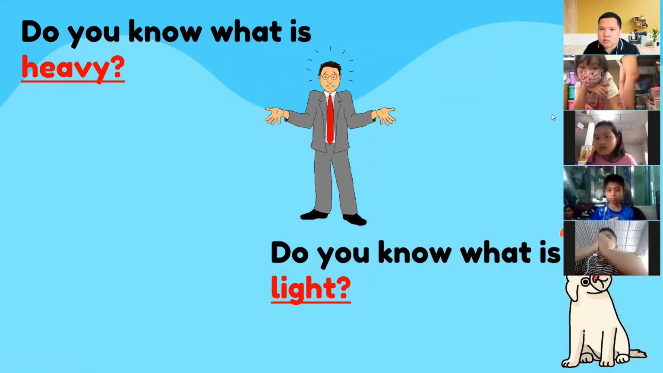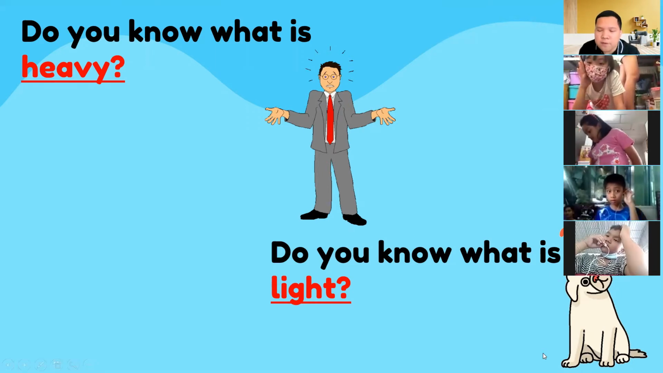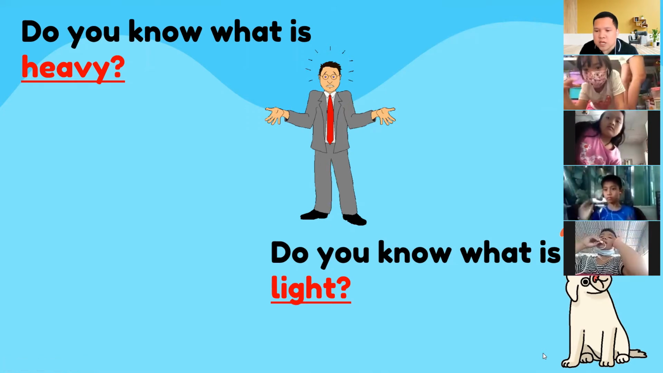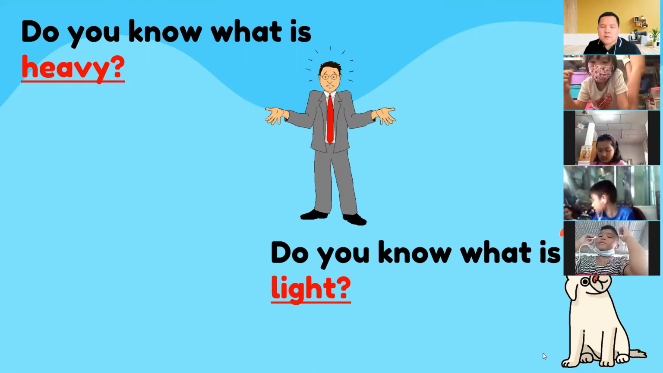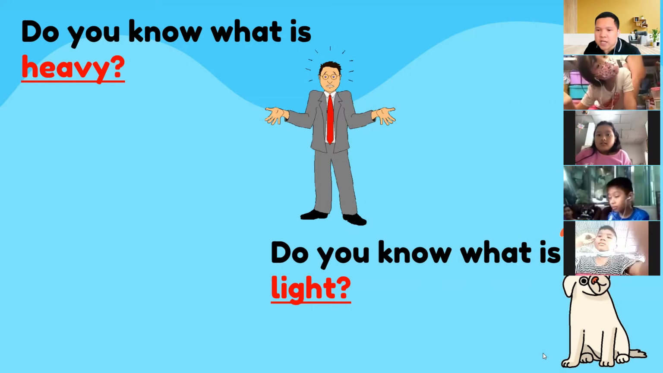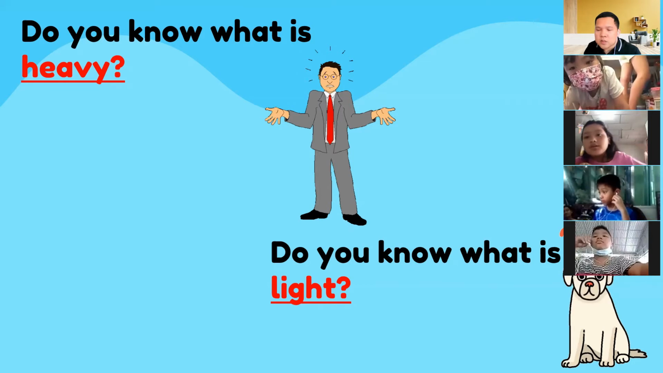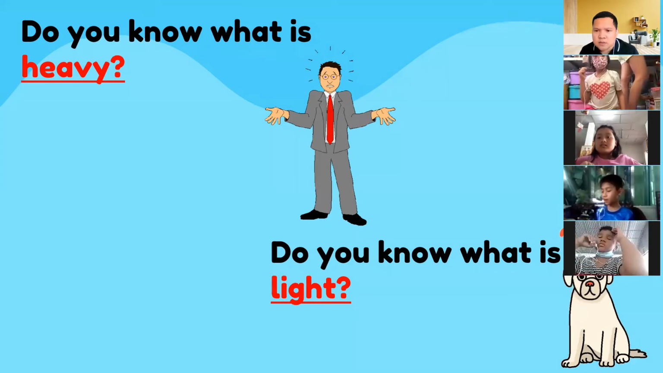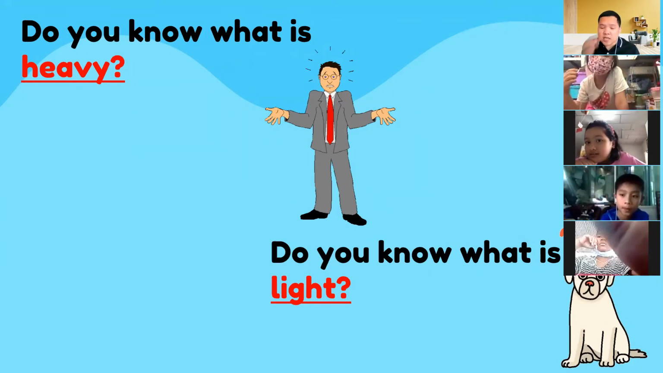Monique, give me an example of heavy. Elephant. Good. Satang, give me an example of light. I can't hear you. Again. Give me an example of light. Pencil. Very good. Pencil is light.